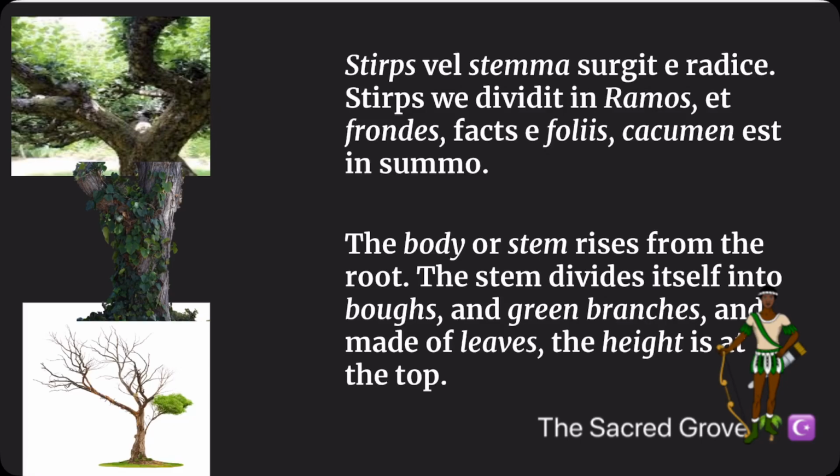Stirps, vel stemma, surgit e radice. Stirps. I know why my spell check keeps changing the text, but it's from the root, the stem. Stirps dividit in ramos et frondes.